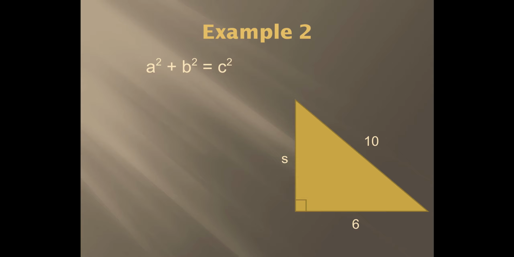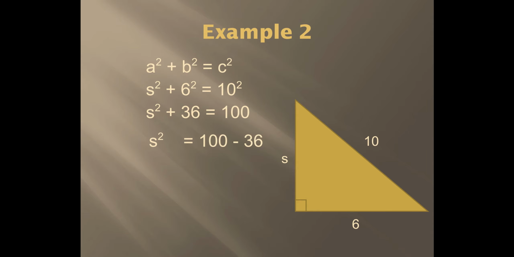Now in this case, s can go in for a or s could be in b. 6 could be in a or 6 could be in b. You just have to plug in one for the other and substitute it. So we can just do s squared plus 6 squared equals 10 squared. And now we're going to simplify things down. So s squared plus 36 equals 100. Subtract 36 from both sides, and you're going to get s squared equals 64. Inverse operation for squaring is the square root.